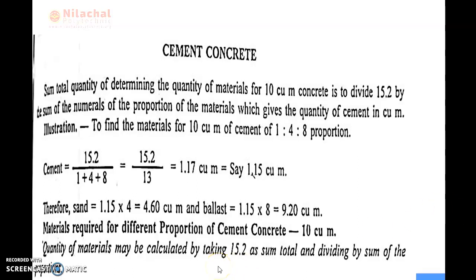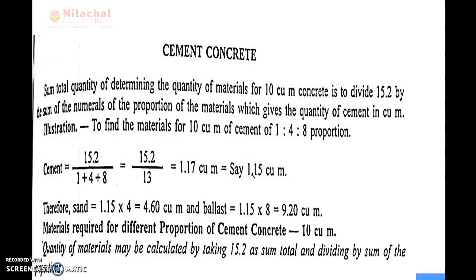Then we consider the sand part. We know the ratio of cement is 1. Then the part of sand, whose ratio is 4. Therefore sand is equal to 1.15, or 1.17, we can write here, into 4. It is equal to 4.60 cubic.